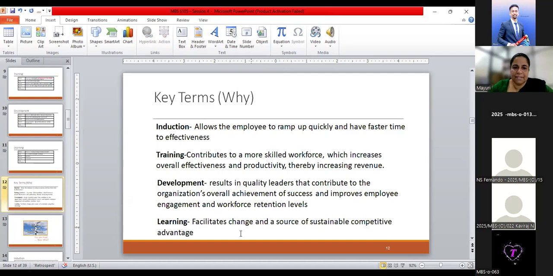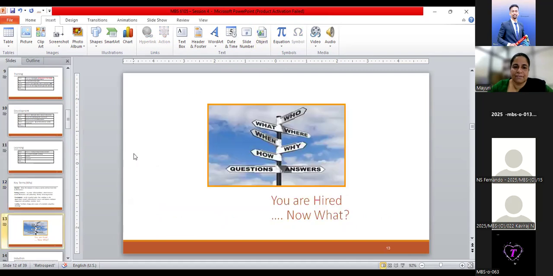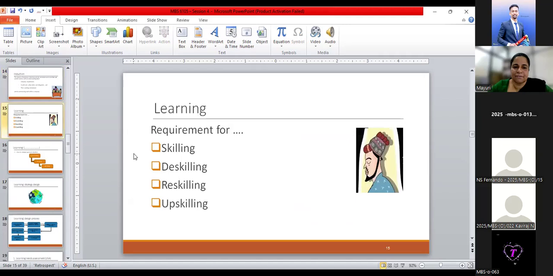Now we have finished the basic understanding, and we come to the learning strategies, right? Learning strategies. So you have your definitions.